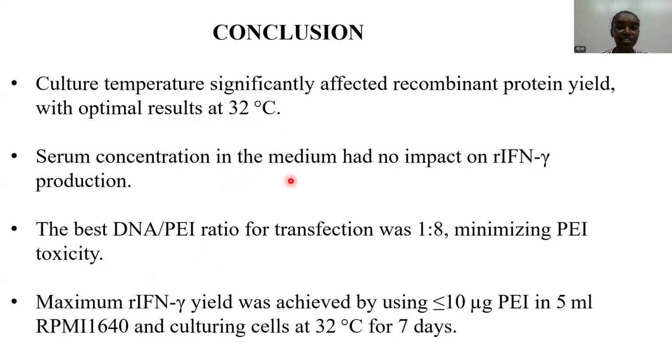Additionally, serum concentration in the media had no impact on recombinant interferon gamma production, but it's good to consider reducing it because of the downstream purification and to avoid complications in that. Additionally, the best DNA-PEI ratio was found to be 1:8. Anything above this will cause too much toxicity and death to cells, so optimizing it at this ratio was found to be the best option.